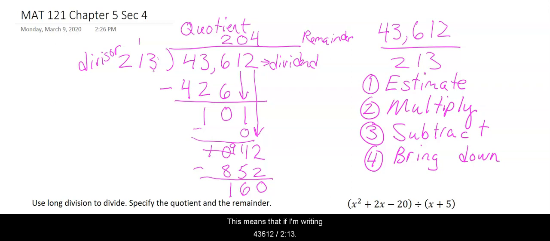This means that if I'm writing 43,612 divided by 213, the quotient is 204, but there was a 160 that never did divide by the 213. In other words, I put the remainder over the divisor as what's left over. The quotient is 204, the remainder is 160. Let's look at how to apply these same steps to polynomials now.